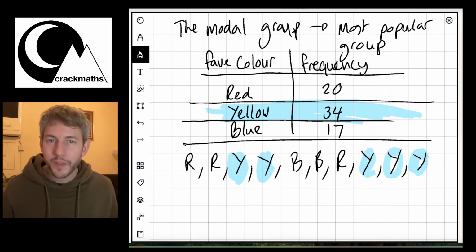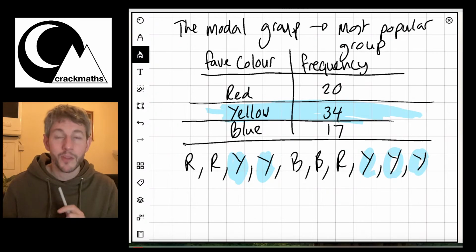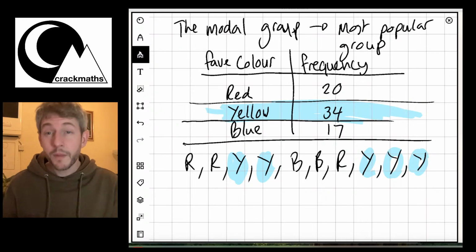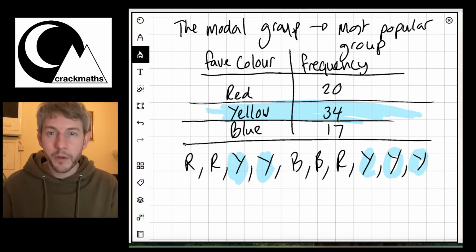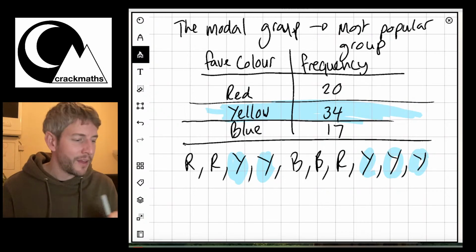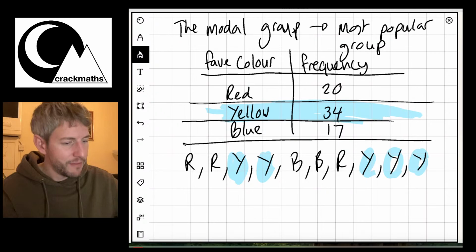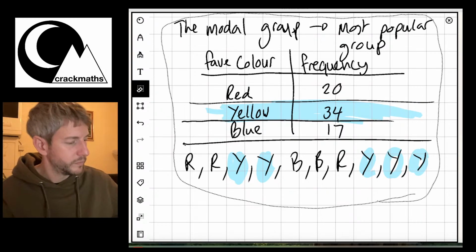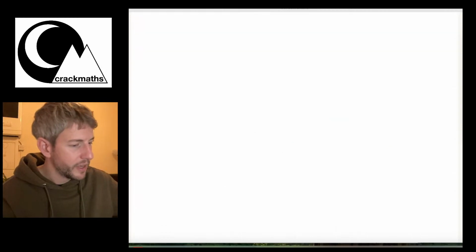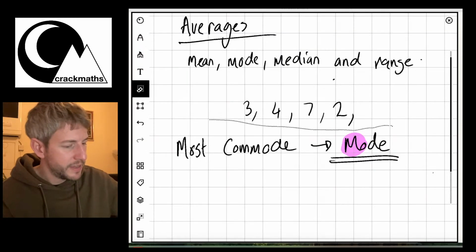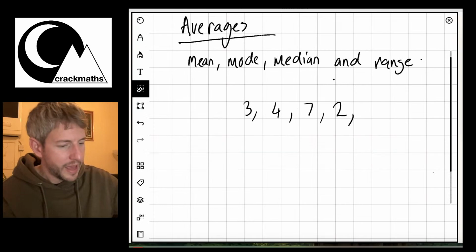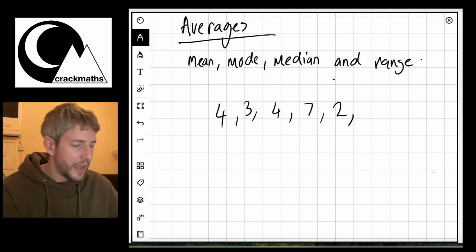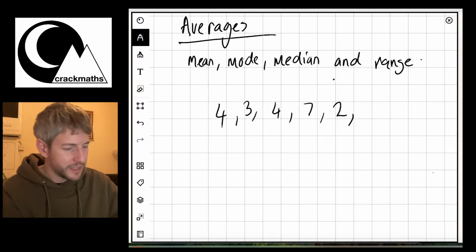Right, so we've done the mean. The mean is everything added together divided by the number of things. We've done the mode, which is the most common. Now let's look at the median. So let me get rid of this data here. I'm going to change this back to how it was, and I'm now going to talk about the median.